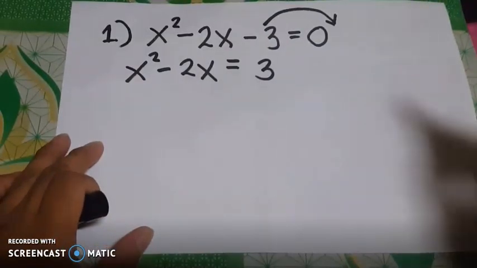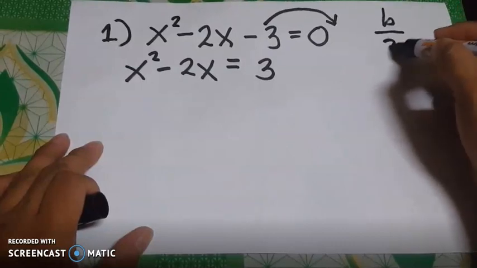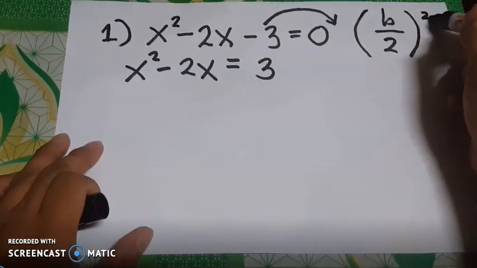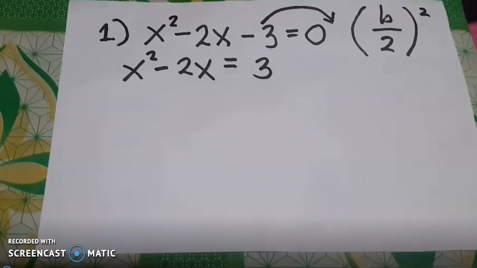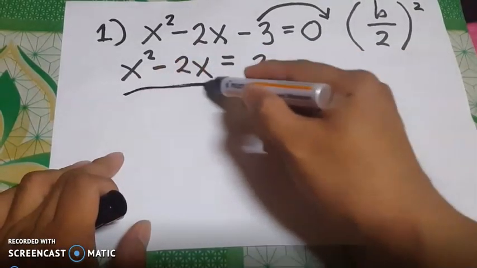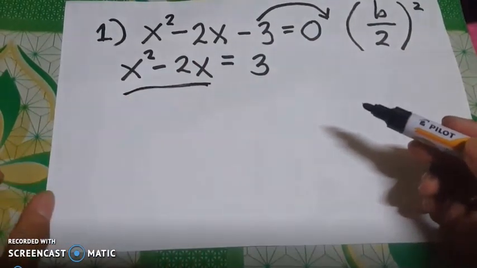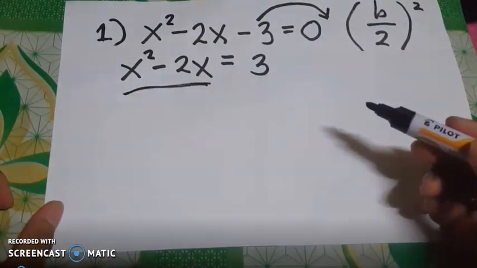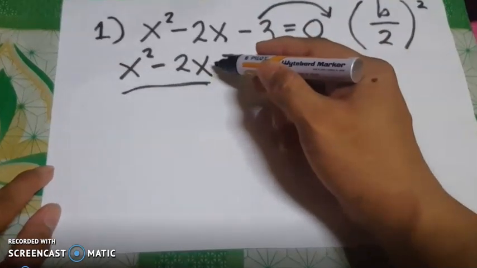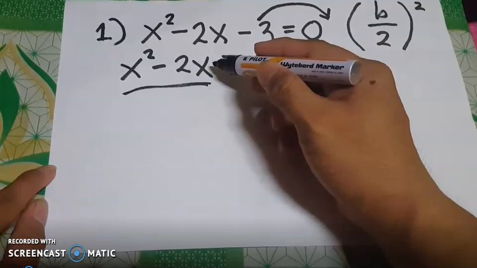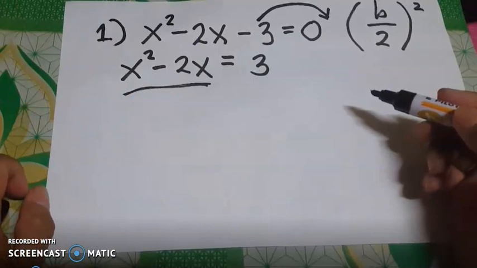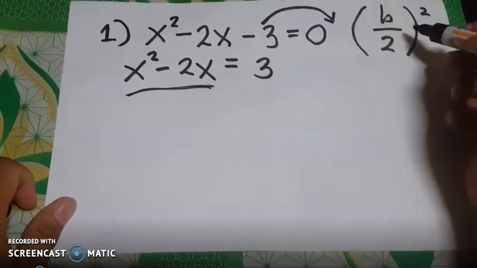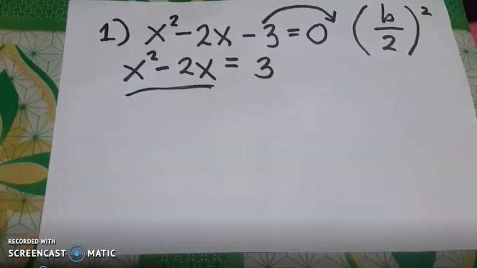we are going to apply b over 2 quantity squared. So what's the purpose of that expression of b over 2 quantity squared? The purpose of that is to make this binomial on the left side of the equation a perfect square trinomial. That means we are going to add a certain number there, particularly on that left side and also on the right side, to make that left side a perfect square trinomial. We can do that by applying the expression b over 2 quantity squared.